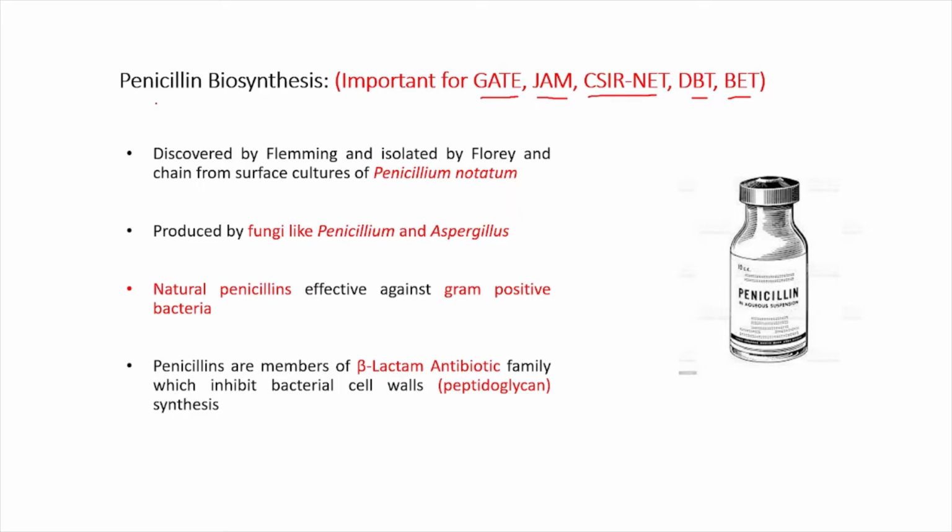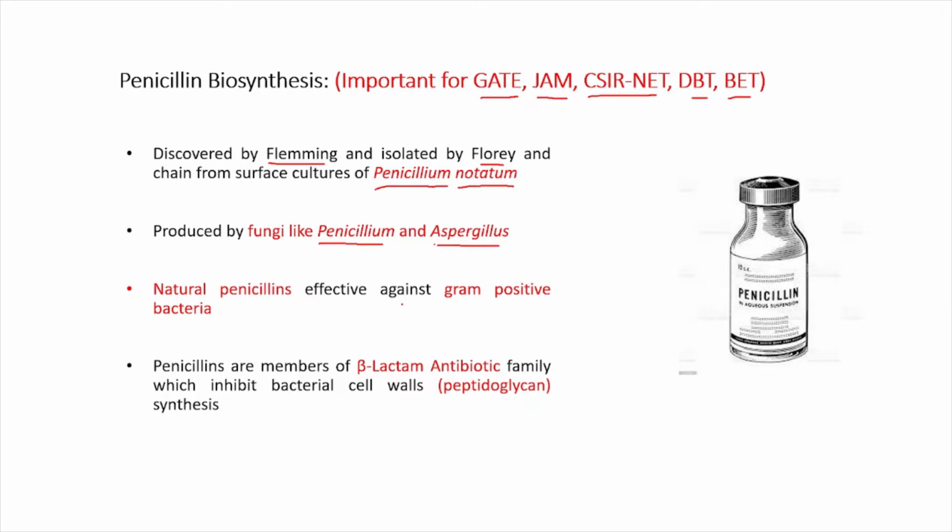So let's start. Penicillin was first discovered by the scientist Fleming, and it was isolated by Florey and Chain from the fungus Penicillium notatum. This is the strain of the fungus from which penicillin was first isolated. It is seen that penicillins are mostly produced by some fungi like Penicillium and Aspergillus. These two are the major types of fungi which produce penicillin nowadays.